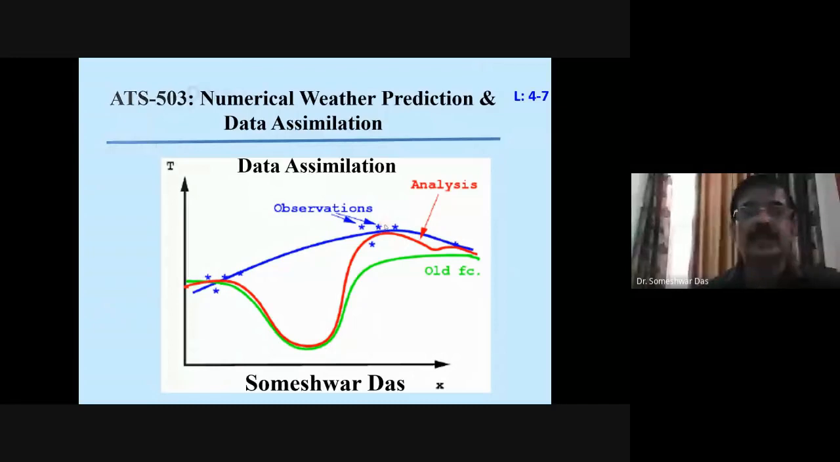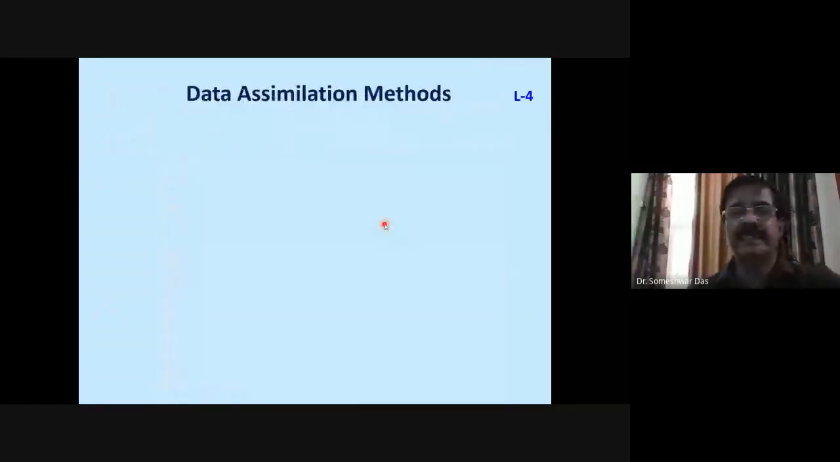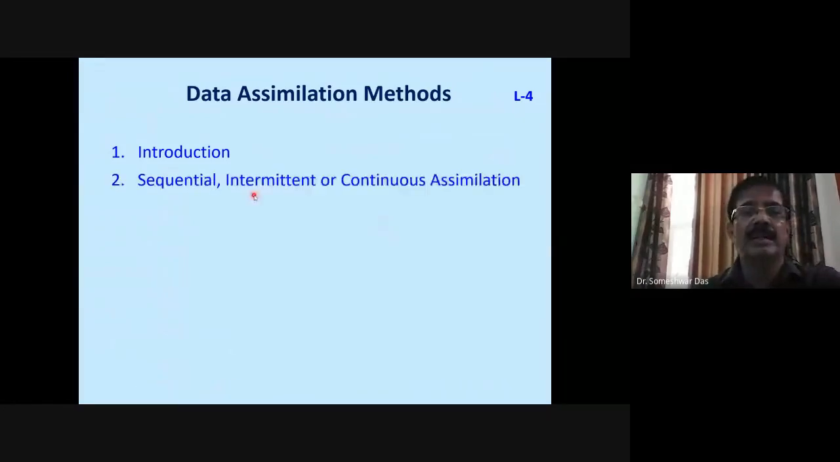So there are different methods of data assimilation. All right. Of course, now we have already talked about the introduction. Now, there are various ways of assimilation, as I said. One is called sequential, intermittent, or continuous assimilation.